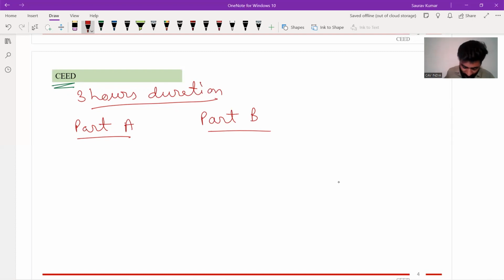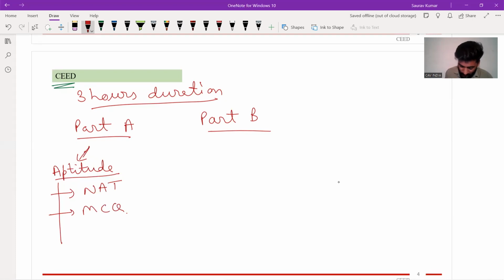So part A basically includes your aptitude. It includes a lot of categories, and also the types of questions are different. You will have NAT questions, numerical answer type. There are MCQ questions. There are MSQ questions. And all of these you need to answer on computer.